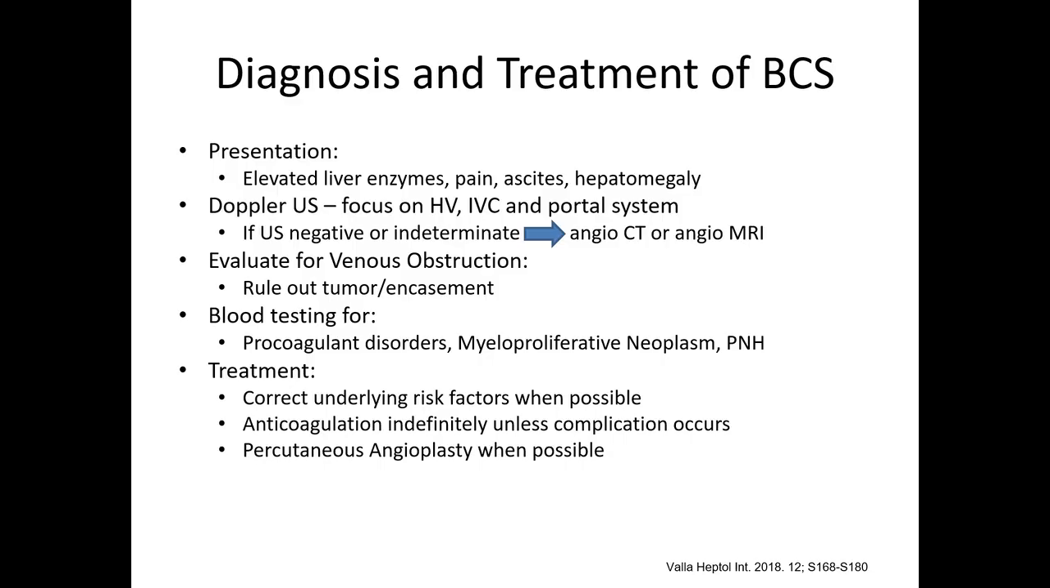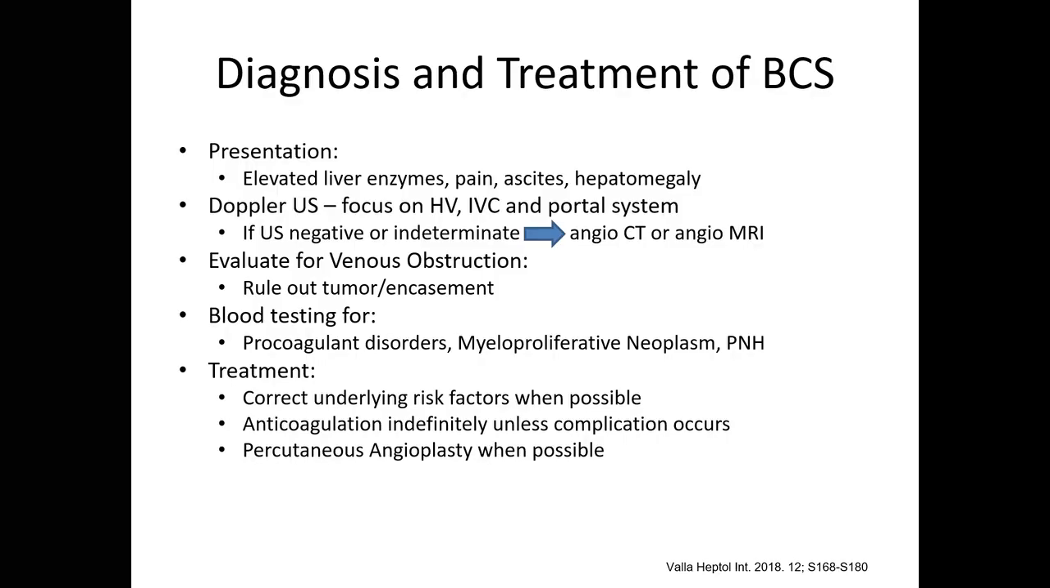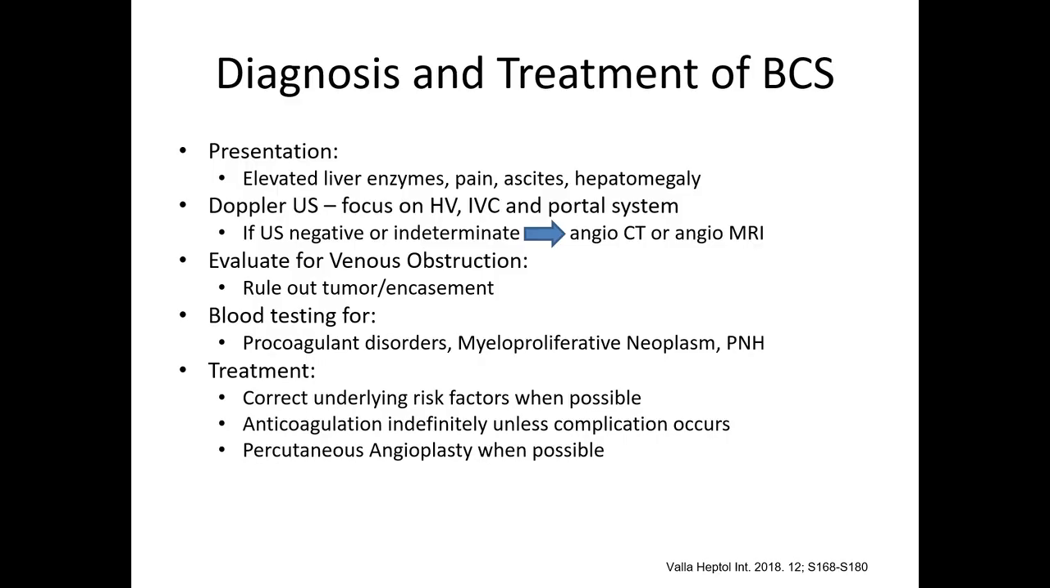A Doppler ultrasound is performed, and focus should be on the hepatic vein, the inferior vena cava, and portal system. If the ultrasound is negative or indeterminate, the patient should undergo angio-CT or angio-MRI. And there should be an evaluation for venous obstruction, then secondarily looking for a rule out of tumor encasement or other structural lesions. Blood tests, as mentioned, should be done to look for procoagulant disorders, myeloproliferative neoplasm, PNH, etc.